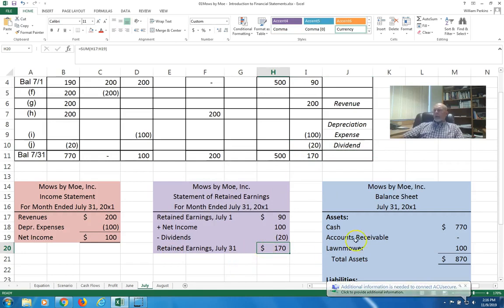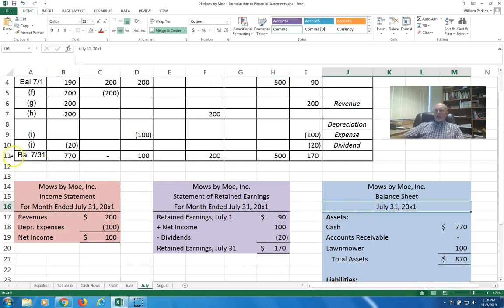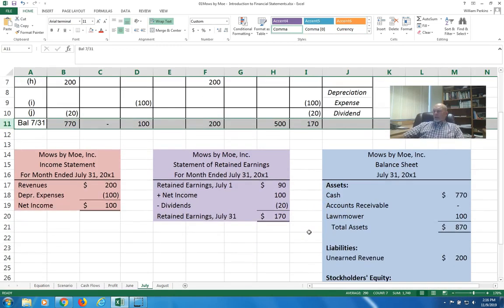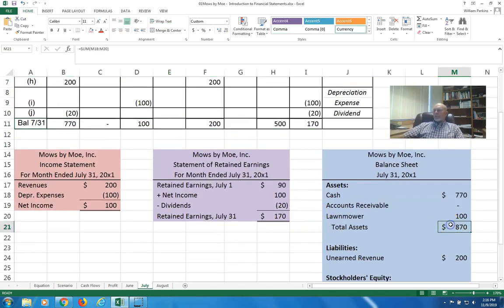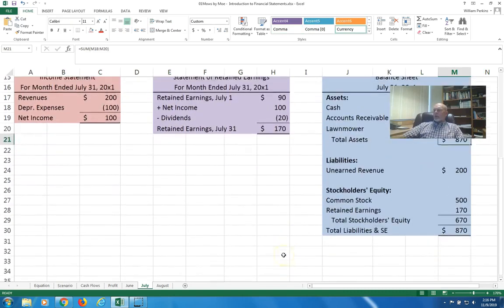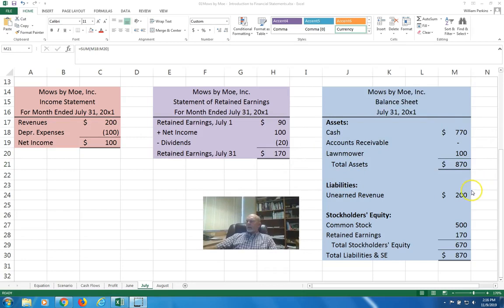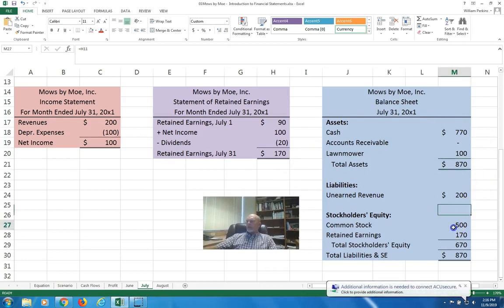And finally, the balance sheet at the end of July. The status of the accounting equation. We would list out what assets we have, cash and the lawnmower, total assets of 870. This time we have a liability of 200. And then we have our common stock amounts, 500.